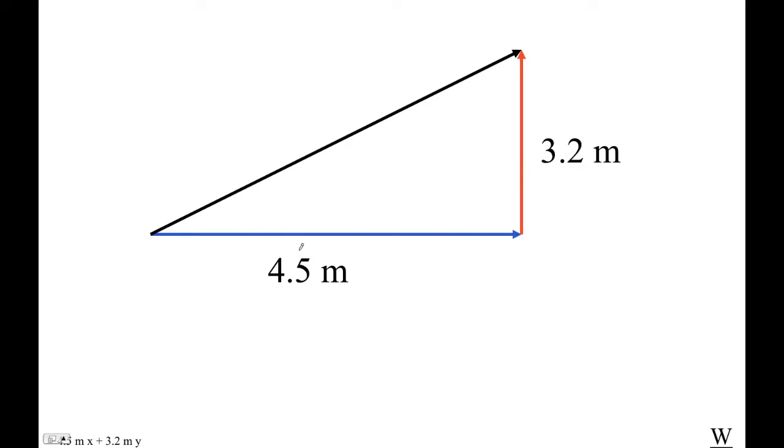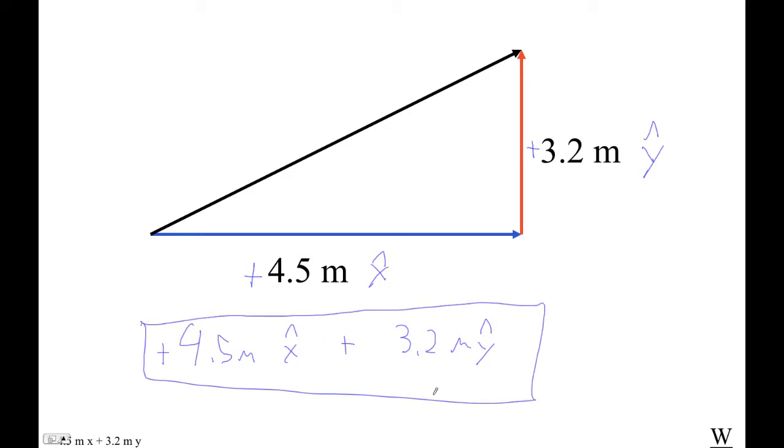Looking at this one here, notice that the vector goes up and to the right. This one goes to the right and up. So this is our x component, and since it goes to the right and not to the left, it's positive. This one is going up and down. Since it goes up, it's definitely our y component, and since it goes up, it's positive. You always write the x first. So you go positive 4.5, you don't need the positive, meters in the x direction plus 3.2 meters in the y direction. There you go. We've written it correctly.